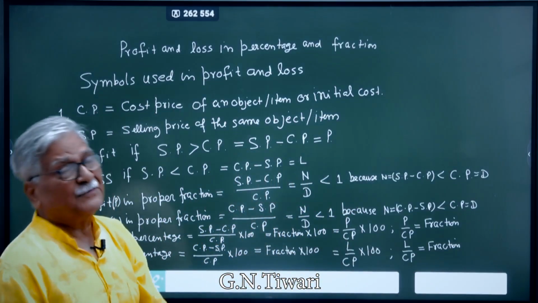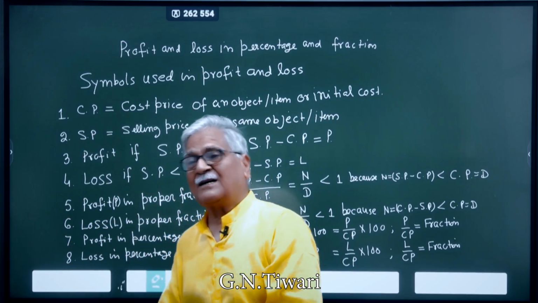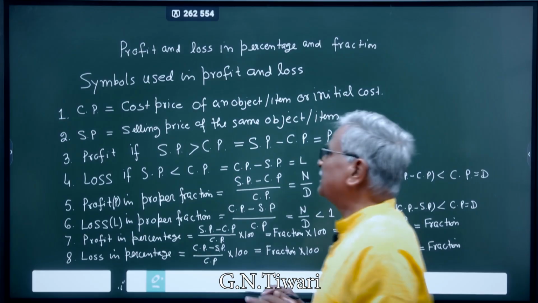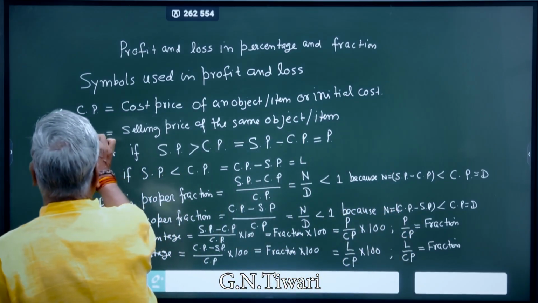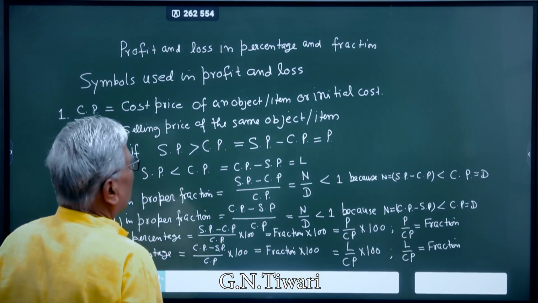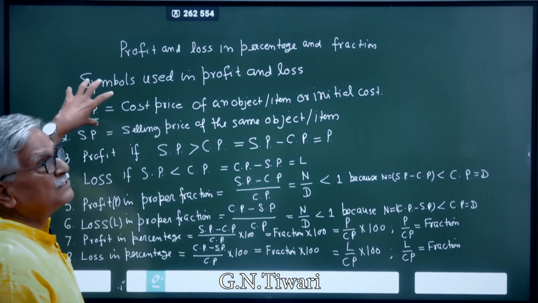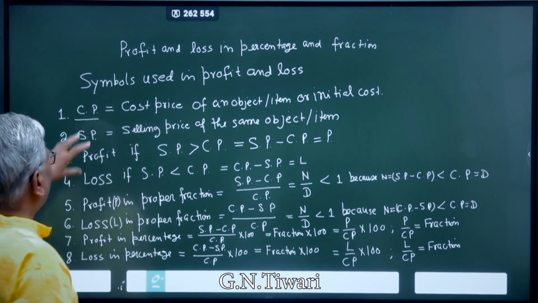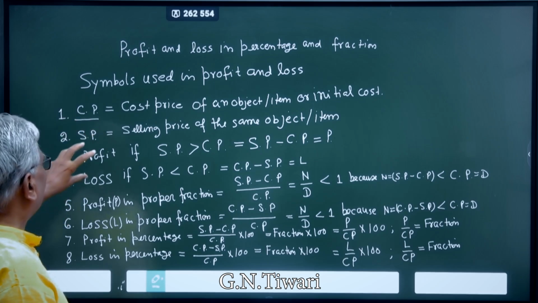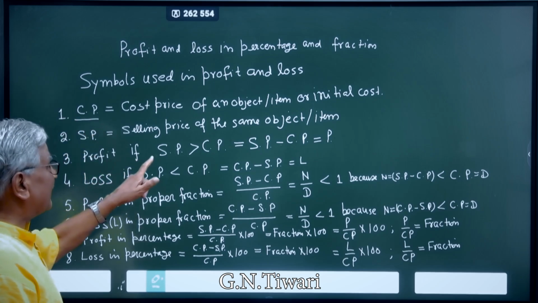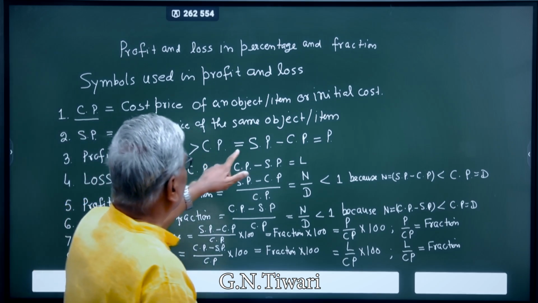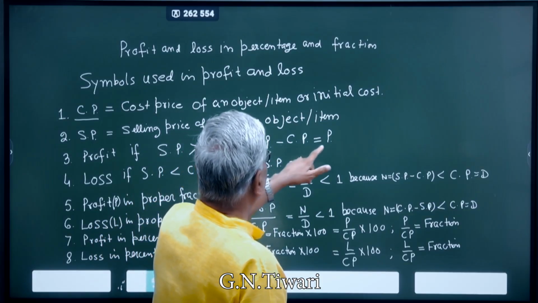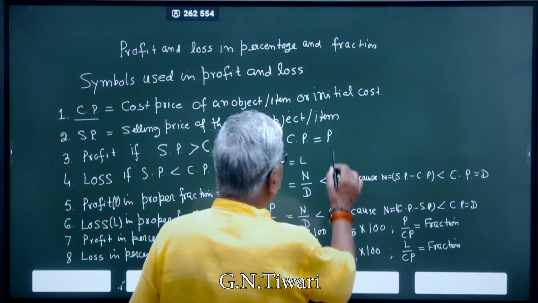Profit and loss, very, very important. It occurs in day-to-day life, even among children. So some notations are given. Cost price, simple notation is C.P. Selling price, S.P. Profit: if selling price is greater than CP, then SP minus CP is equal to profit. P means profit.